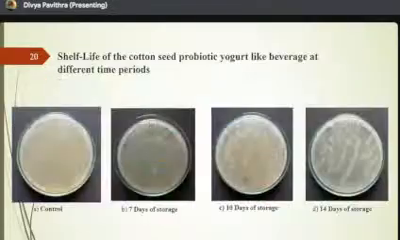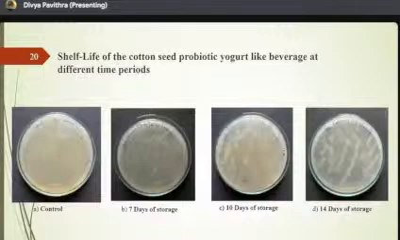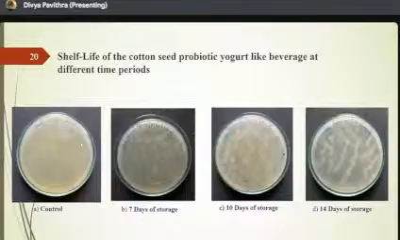Further, the shelf life of the cotton seed based probiotic yogurt was studied at different time periods with a control. We found that the same Leuconostoc species is growing, and none other species is growing. With the control, we did a biochemical test and gram staining analysis every 7 days of storage, 10 days of storage, and 14 days of storage.